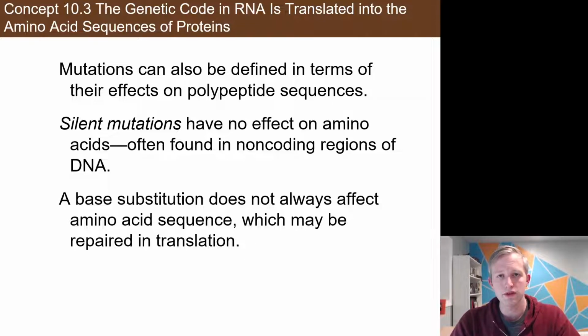Now, silent mutations are the first type to talk about, and those are the ones that you wouldn't ever know had even occurred.